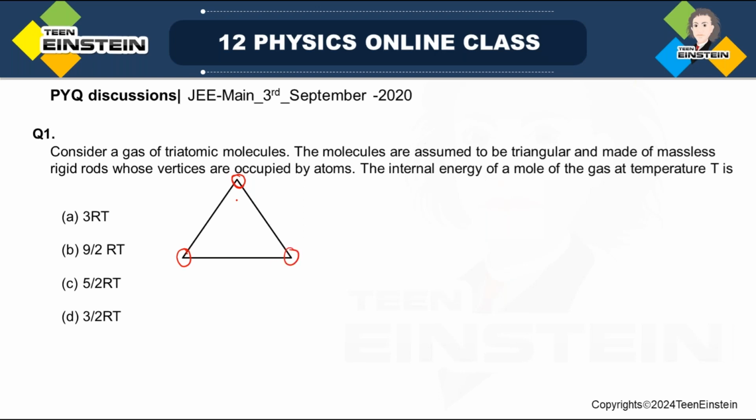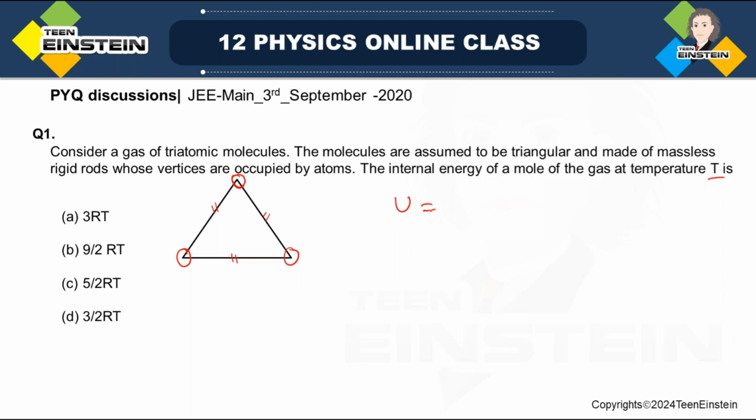So if there is a gas of triatomic molecules, and the molecules are made such that these are massless rods, and all three atoms are attached to the vertices of this triangular shape. Now you have to find out the internal energy of a mole of gas at temperature T. So guys, you have to find out the internal energy.